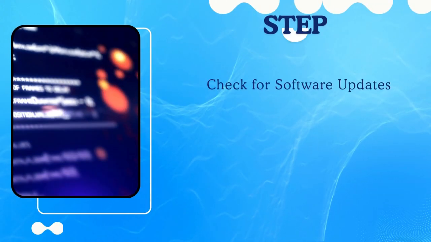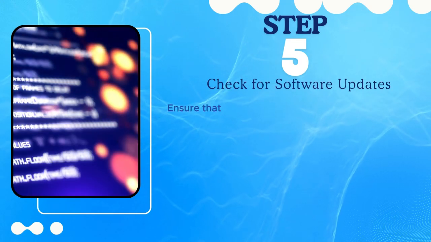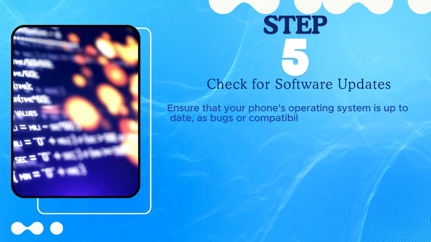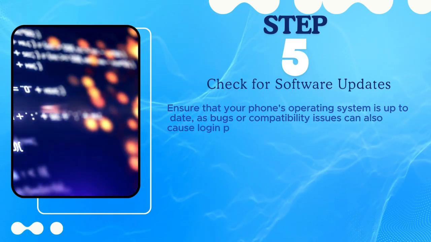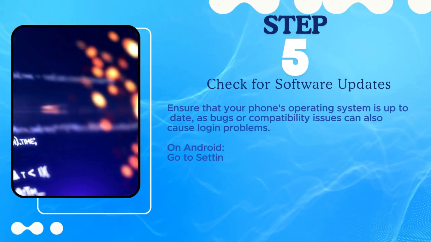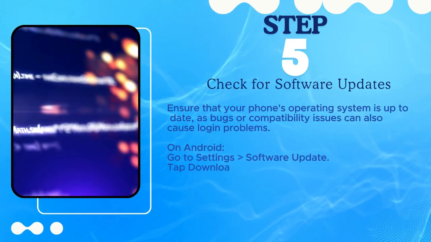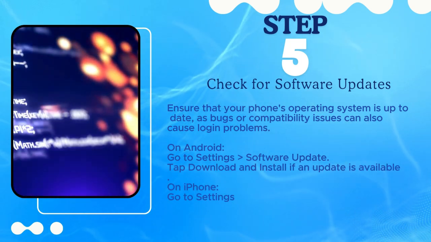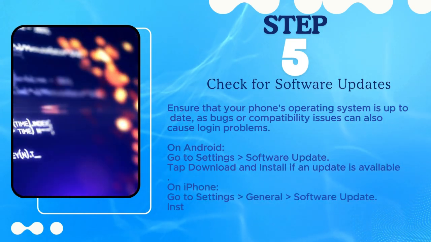Step 5. Check for software updates. Ensure that your phone's operating system is up to date, as bugs or compatibility issues can also cause login problems. On Android, go to Settings, Software Update. Tap Download and install if an update is available. On iPhone, go to Settings, General, Software Update. Install any available updates.